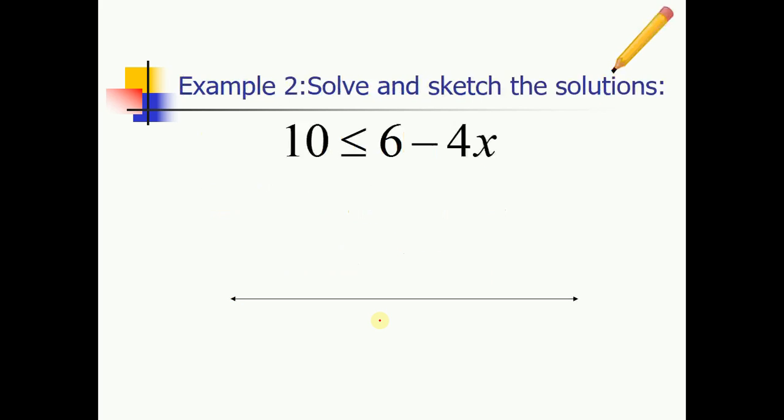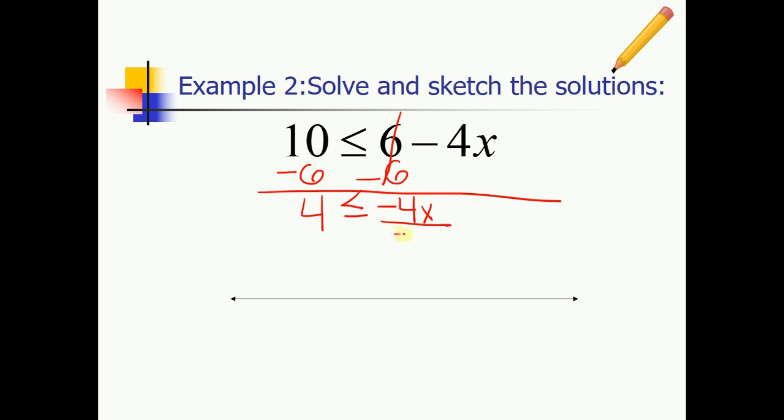Let's look at one here. I've got 10 is less than or equal to 6 minus 4x. Just like when I was solving my equation, you want to get your numbers to one side and leave the x's on their own other side. So I'm going to get this 6 to the other side, so I'm going to subtract it. So I have 10 minus 6, 4, bring down my inequality sign, less than or equal to. 6 minus 6 is gone, so I'm left with negative 4x.